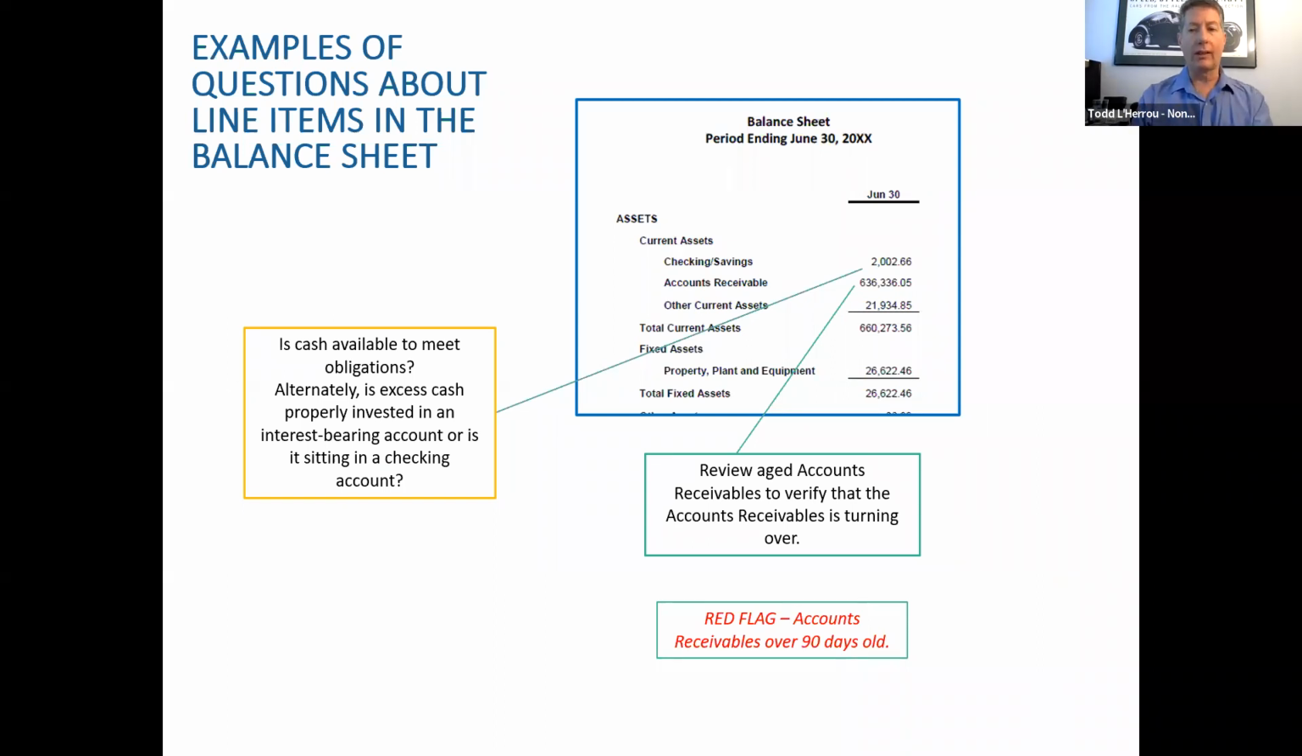And so let's talk a little bit about some of these things. So we talked about that cash, the $2,000 in cash. Is that enough to meet obligations? The flip side of that is, is there excess cash? Does the organization have a lot of cash that is sitting there in a checking account or savings account? You know, in that circumstance, you may think about the fact that they're actually losing money.